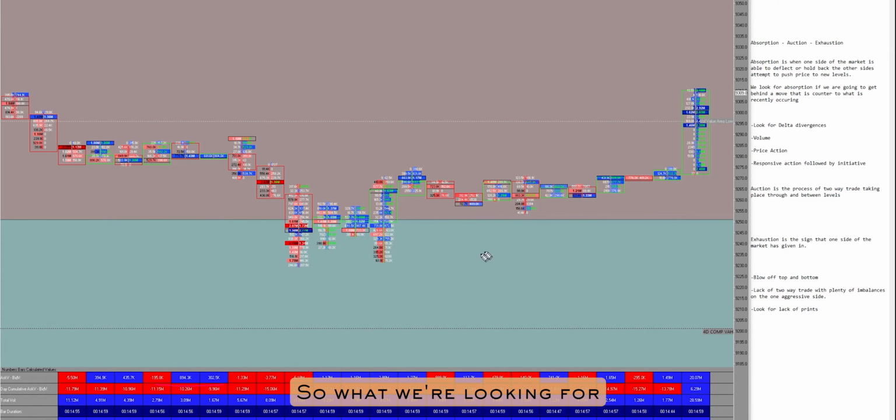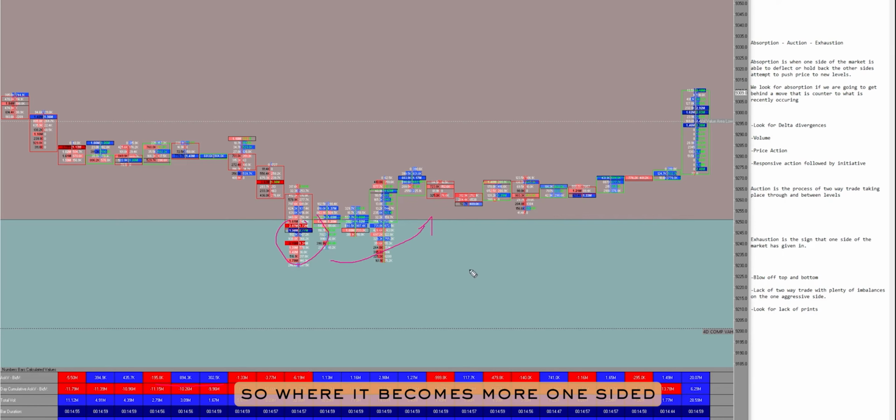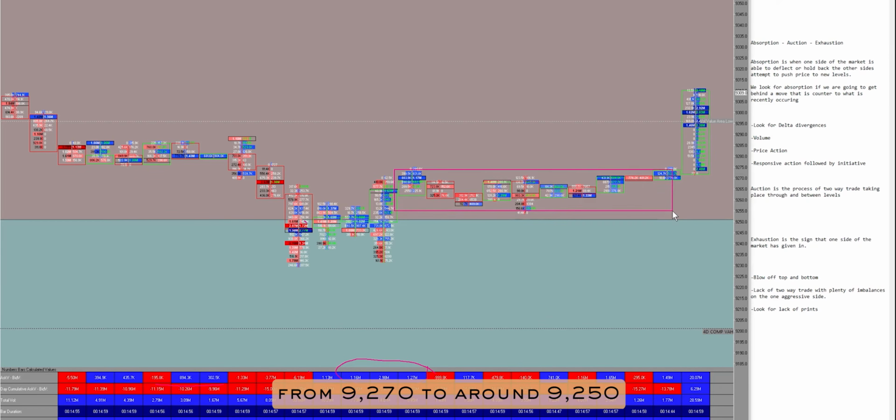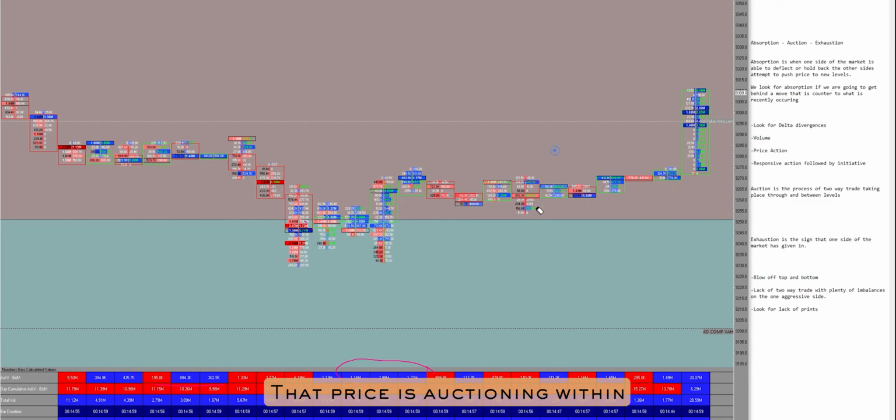So what we're looking for is the two-way trade to take place now. So we had two-way trade rather, and from the two-way trade, the shift. Okay, so where it becomes more one-sided and where now the initiative response starts showing up. So we get some aggressive buying out of this level. We get some more aggressive buying, and now we have some more of this two-way activity. Okay, overall though, the aggressive seller has kind of stepped off the throttle. You could see that there was a major spike down here, and within this range, and we're looking at from 9,270 to around 9,250. So there's a $250 range that price is auctioning within.